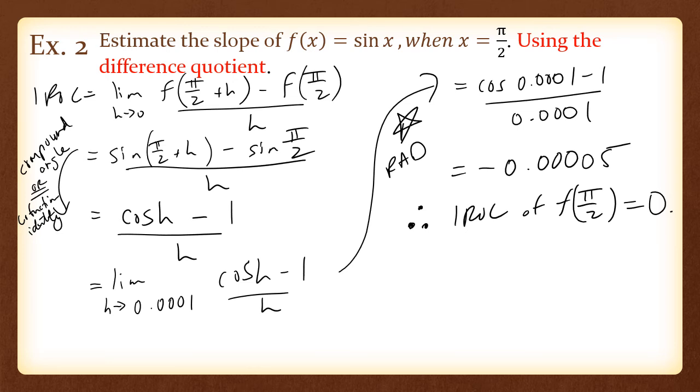Let's think of the graph to back that claim up. Sine x does that. Pi over 2, pi, 3 pi over 2, 2 pi. Pi over 2, it's right there. That is one of your relative maximums. Comes to a peak.